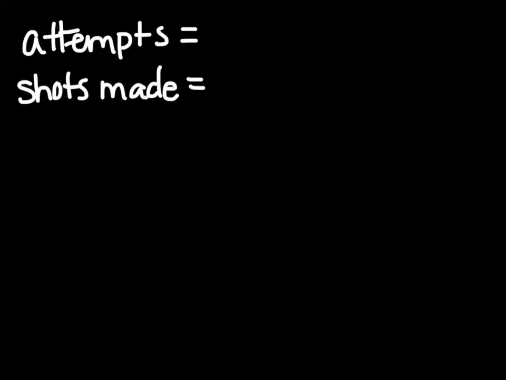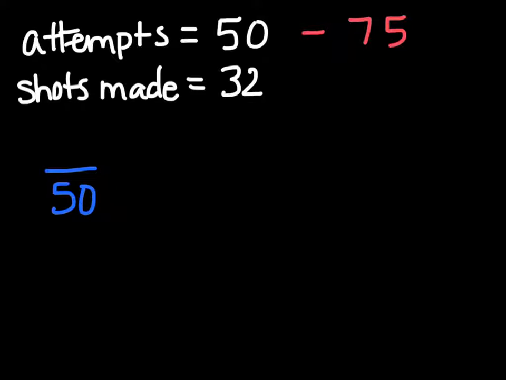Let's use a known probability to make a prediction. Today, you attempted 50 free throws, and you made 32 of them. Use experimental probability to predict how many free throws you'll make tomorrow if you attempt 75. Okay, so first, let's find the experimental probability based on today's results. You attempted 50 shots, and you made 32. So your experimental probability was 16 out of 25.